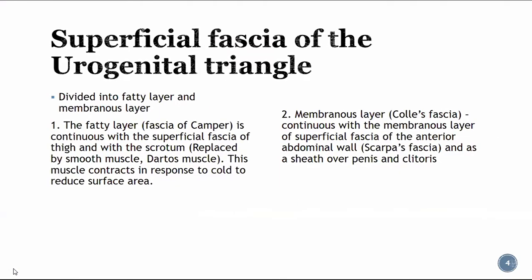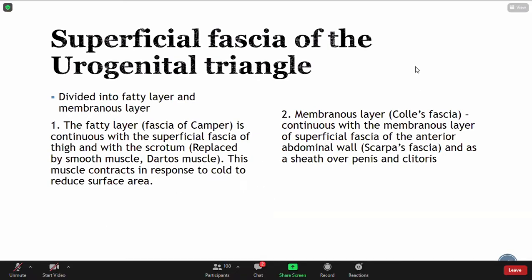Now, in the urogenital triangle, we have a superficial fascia first. The superficial fascia is divided into the fatty layer and the membranous layer. The fatty layer, also called the fascia of Camper, is continuous with the superficial fascia of the thigh and the scrotum. When it reaches the scrotum, the fat becomes muscle, a smooth muscle known as the dartos muscle. This muscle contracts in response to cold to reduce the surface area. So it shrinks when it's cold. The guys can attest to this.